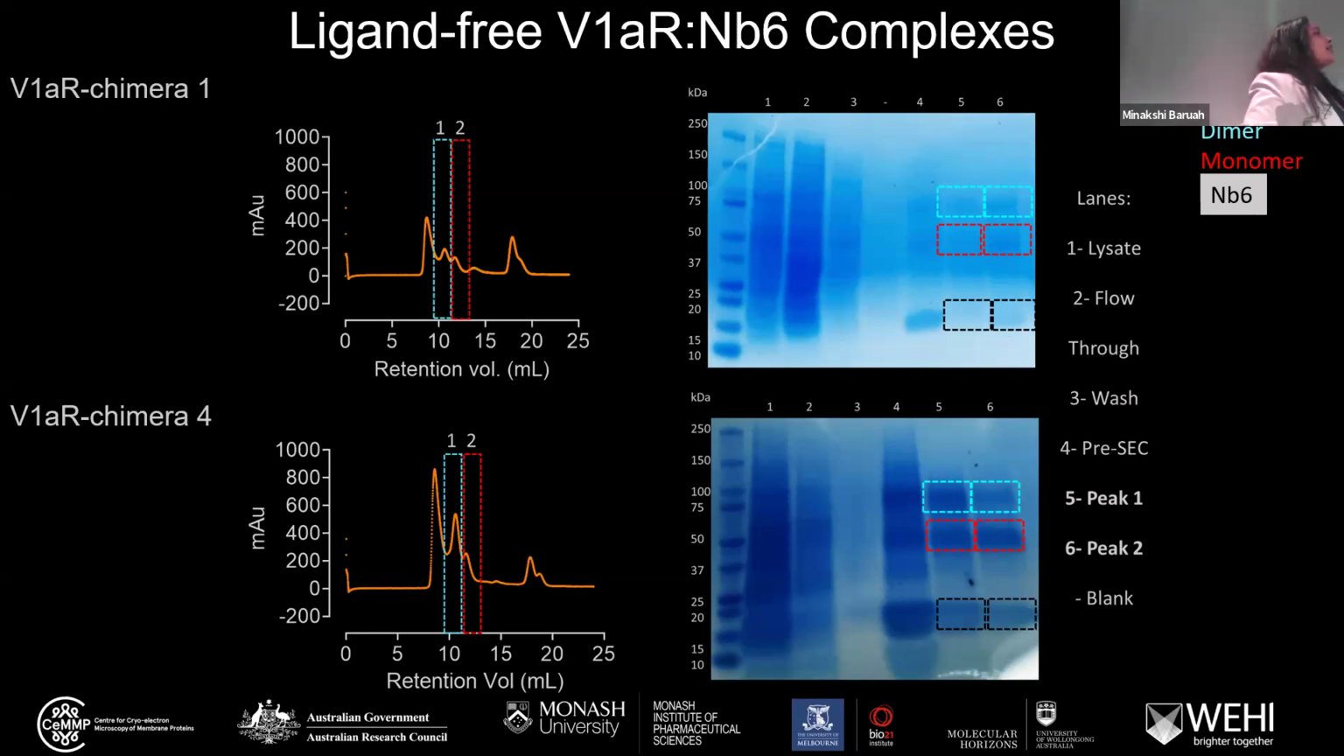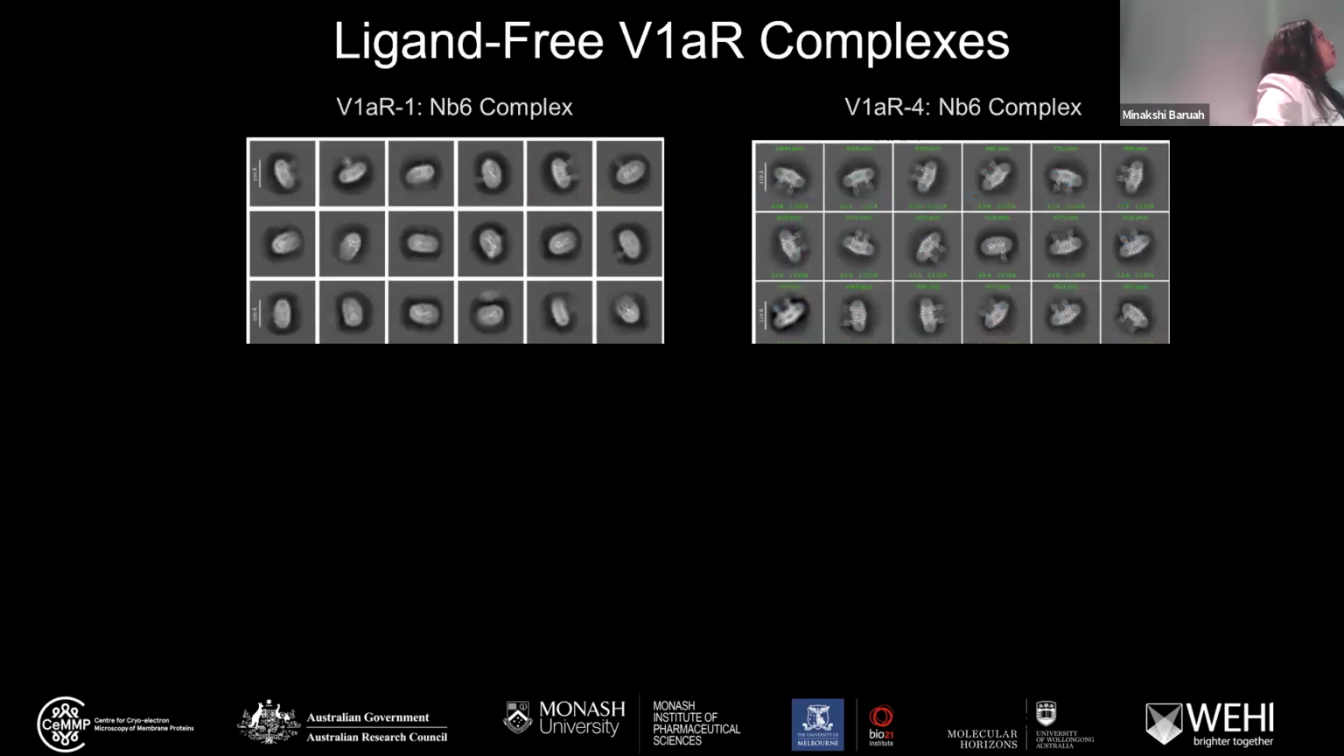We took both these monomer and dimer samples to cryo-EM. However, due to a resolution limit, we couldn't form stable 3D reconstructions for the monomer. Therefore, here I'm showing the cryo-EM data from the dimer samples. These are the 2D classes that we got for the dimer samples for chimera 1 and chimera 4. In both cases, we can see nanobody 6 bound to the receptor in the micelle, with nanobody 6 bound to both the protomers. In chimera 1, the classes looked quite blurry, and the secondary structural features are not quite visible.